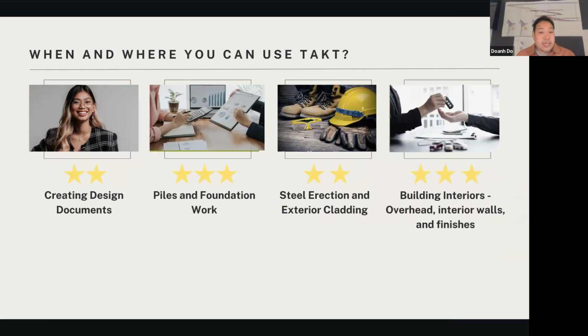When and where can you use TAKT, right? TAKT can be used in various parts of the project. You can use it for coordinating design, your BIM, and your clash detection. There's a project at UCSF that's using TAKT to coordinate the clashes per room. You can use it for piles and foundation work, for steel erection and exterior cladding, and for your interiors, overheads, and finishes. So there are lots of opportunities to use TAKT on a project.